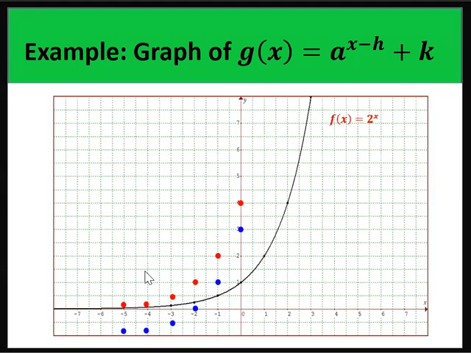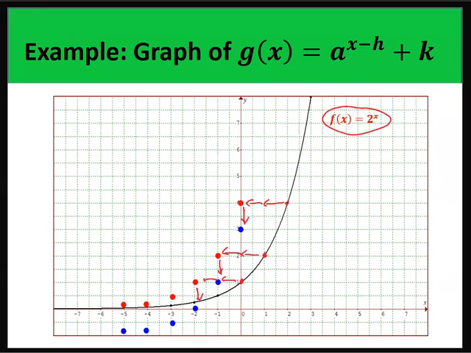So here is the graph of the function. We have this basic exponential function. The points shall be shifted by 2 units to the left, and then followed by a 1 unit shift downward. So that's why we have those blue points.